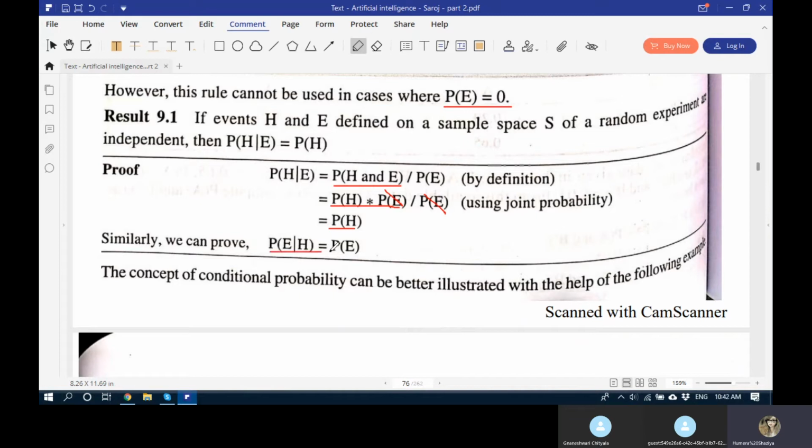So likewise, we can also prove for probability of E given H, evidence given hypothesis, will be equal to evidence. Look at here, whatever is used as the event before this given symbol will be the output of this.